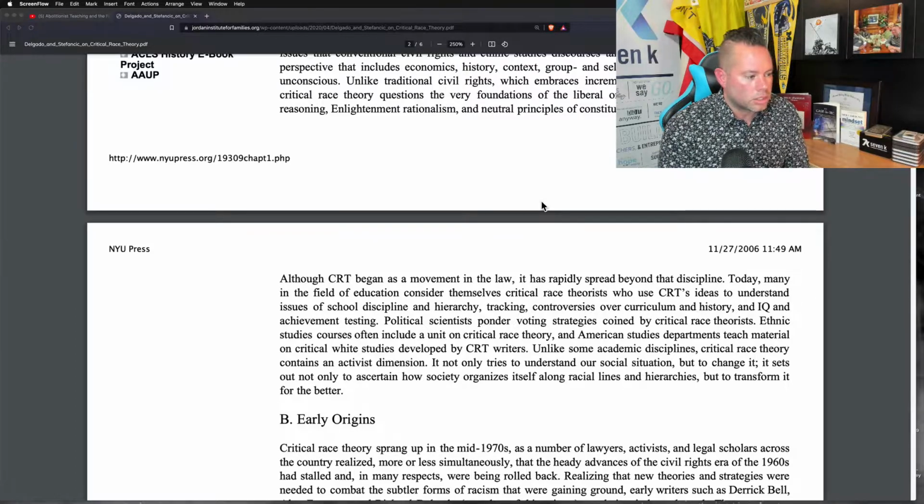Ethnic studies courses often include a unit on critical race theory, and American studies departments teach material on critical white studies developed by CRT writers. Unlike some academic disciplines, critical race theory contains an activist dimension. It not only tries to understand our social situation, but to change it. It sets out not only to ascertain how society organizes itself along racial lines and hierarchies, but to transform it for the better. Now, of course, at the end there, he's trying to make it sound good, but what does this actually do and how is it actually done?